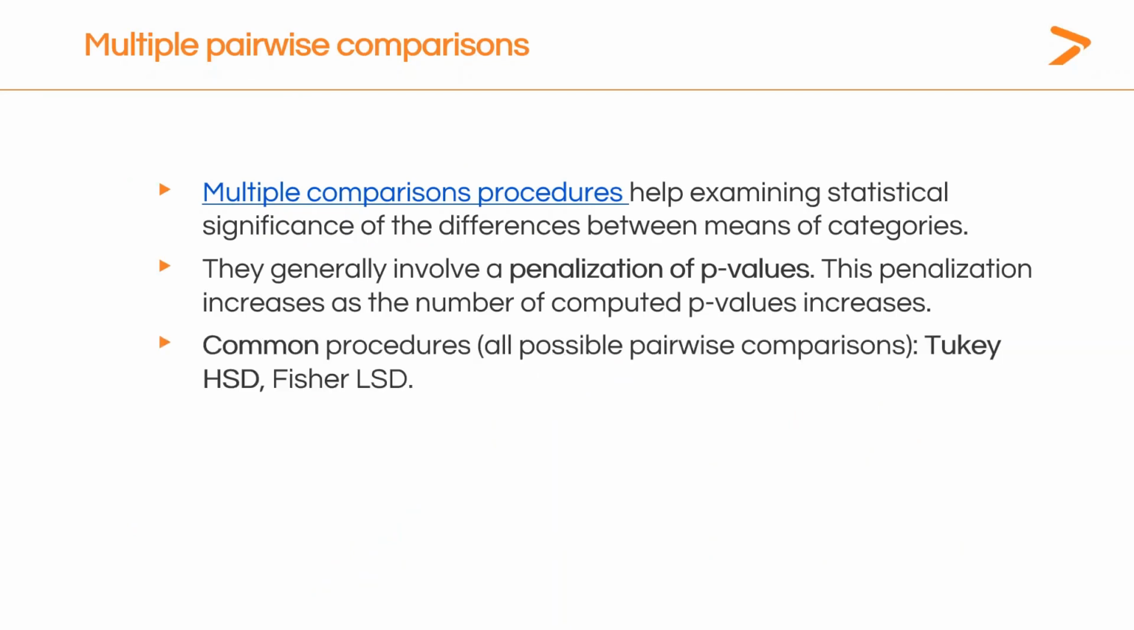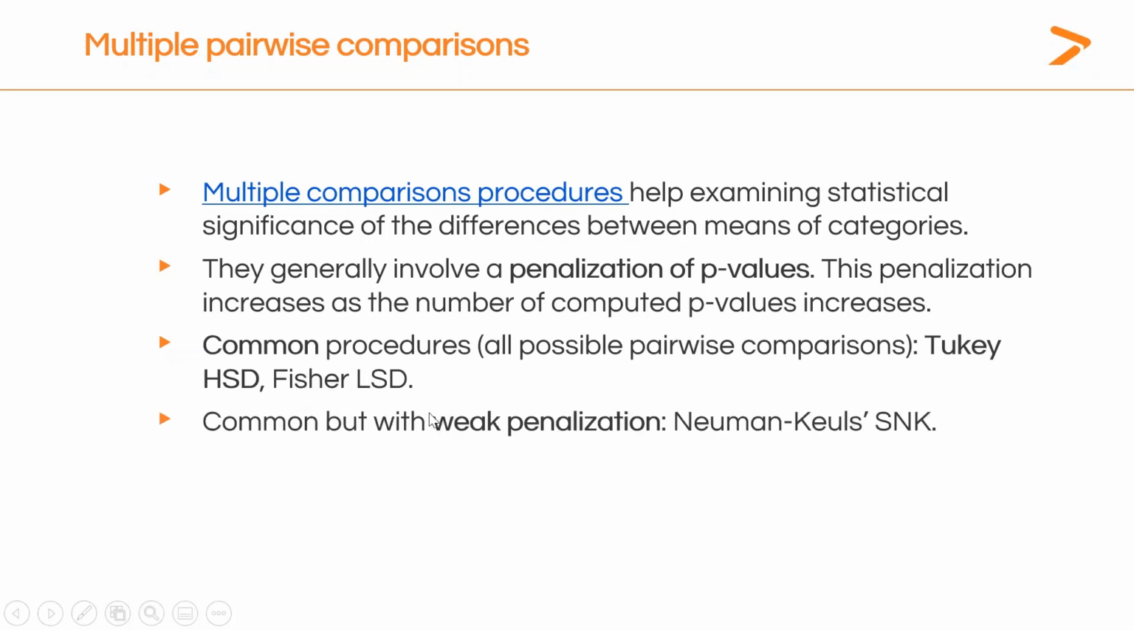Okay. There are many common procedures of pairwise comparisons. For instance, Tukey HSD, which I recommend, or Fisher LSD, which is less conservative, so I don't really recommend it much. You have one which is commonly used, I think, in sensometrics. This is Newman-Keuls, SNK. It's also used in agronomy, I think, but it has a very weak penalization, so it's not very recommended by statisticians.